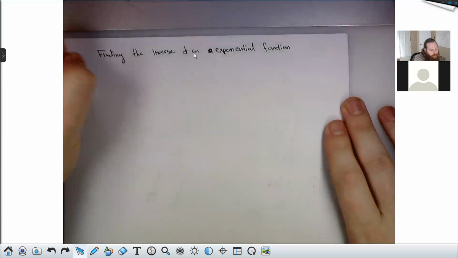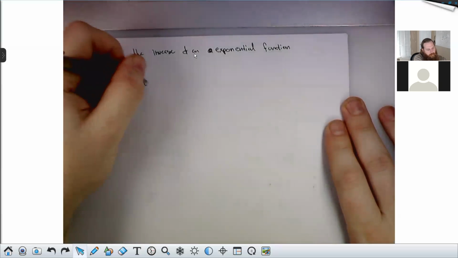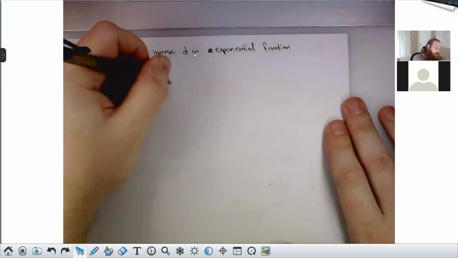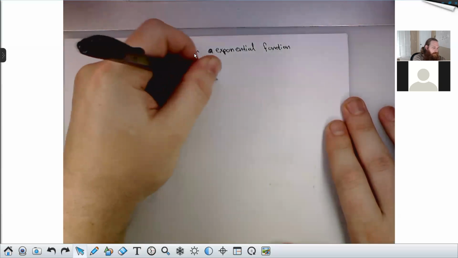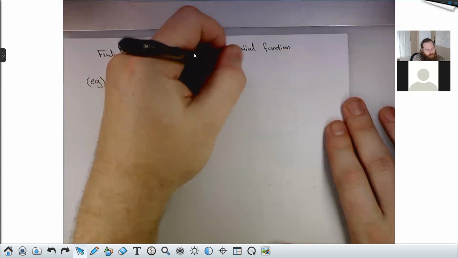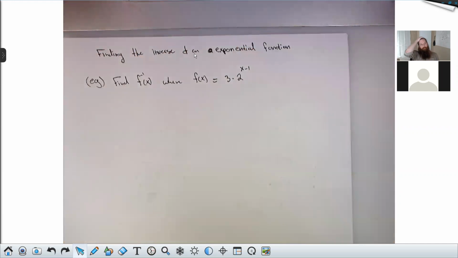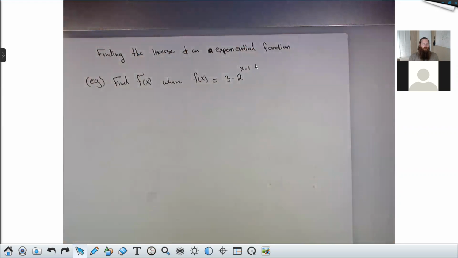So, maybe I want to find the inverse where f of x is like 3 times 2 to the x minus 1, something like this. So the function I want to invert is an exponential function. So I expect that the inverse is going to have something to do with a logarithm. But it might be worthwhile just to see what this looks like once or twice.